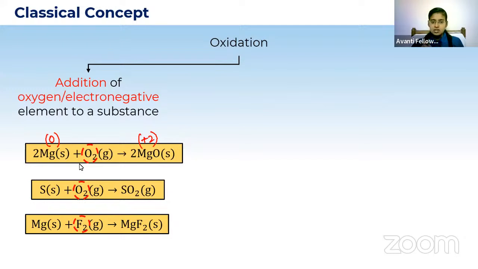So addition of oxygen to an element or addition of electronegative element to another element is called oxidation. Oxidation can also be defined in two other ways. Let us see those two definitions in the next part.